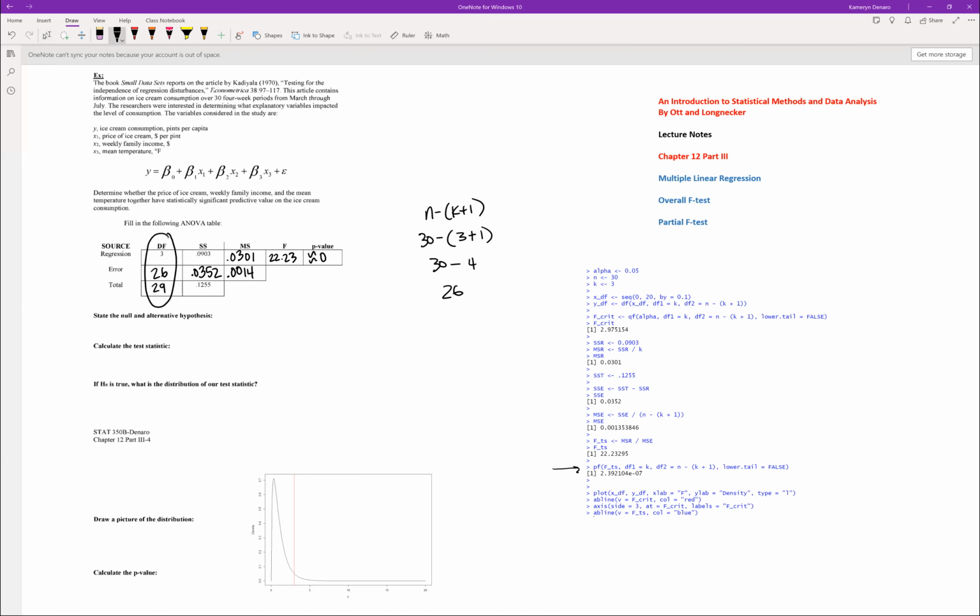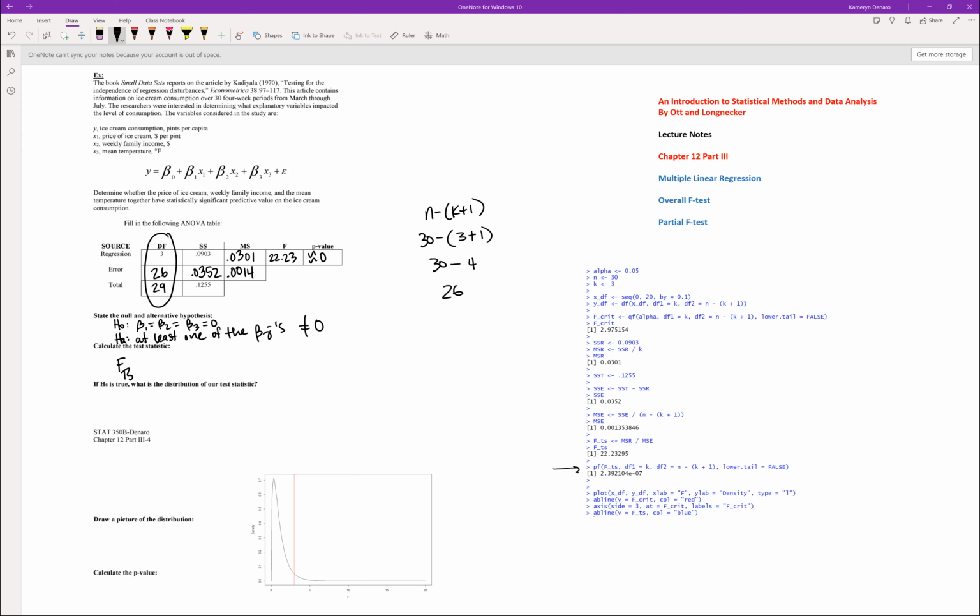All right, so our null and alternative hypothesis for the overall F test, we're saying H0: beta 1 equals beta 2 equals beta 3 equal to 0. HA: at least one of the beta j's does not equal 0. So at least one of those slopes is different than 0. Okay, our test statistic, right?